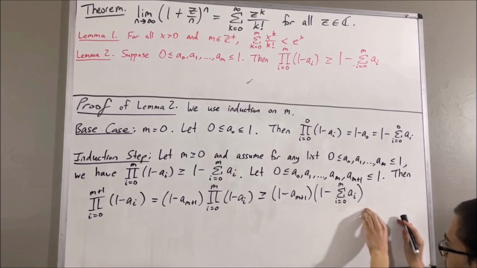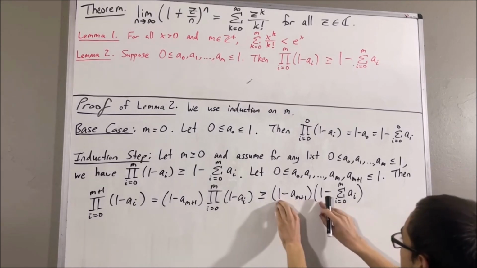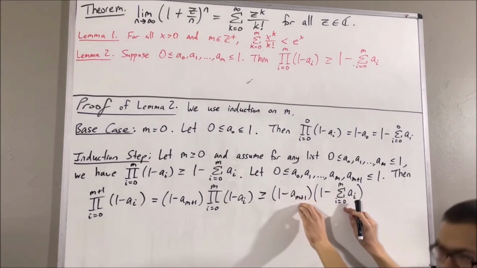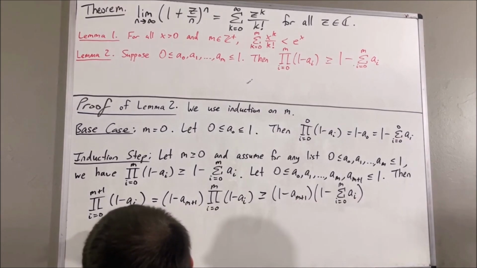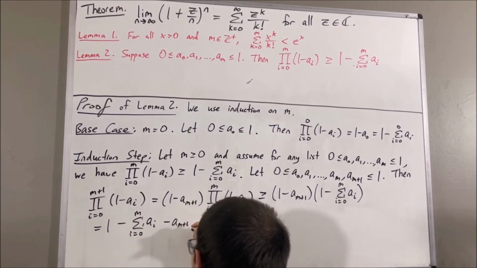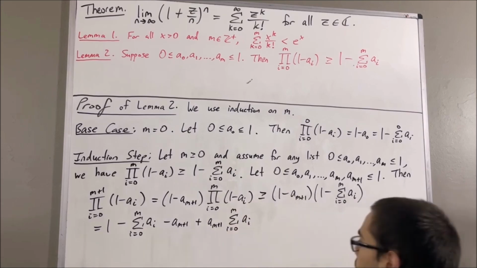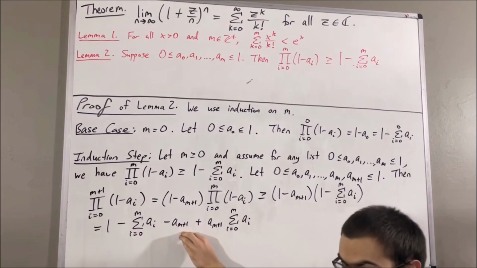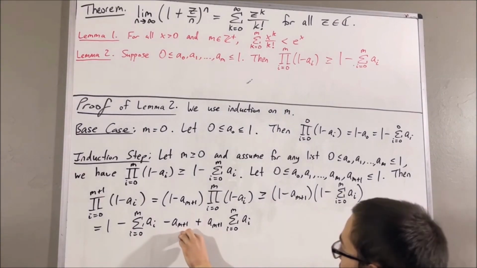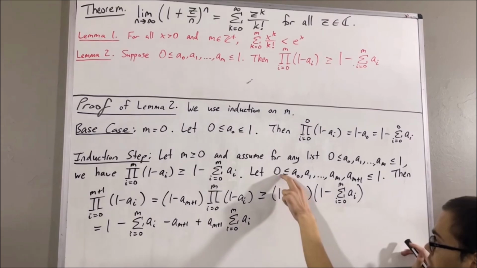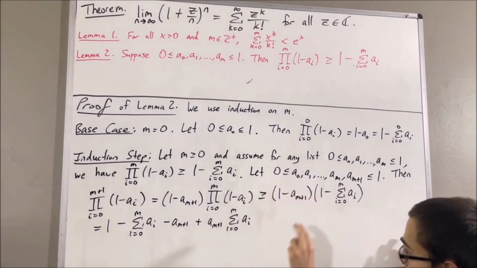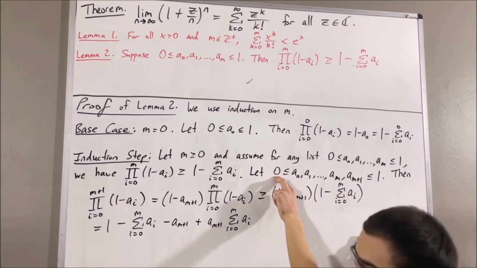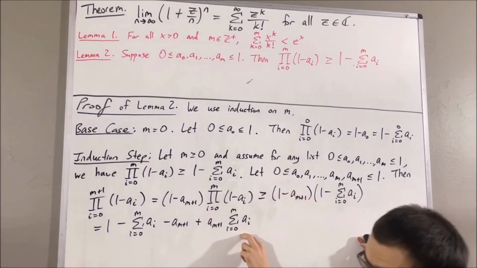Now, if we expand this out, what are we going to get? We have 1 minus the sum minus a_{n+1} plus a_{n+1} times the sum. Now, the claim is that this guy is greater than or equal to this. Because notice, we know a_{n+1} is greater than or equal to 0. Further, every term in this sum is also greater than or equal to 0. Therefore, the entire sum must be greater than or equal to 0.